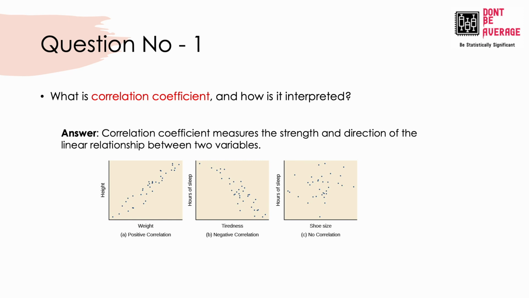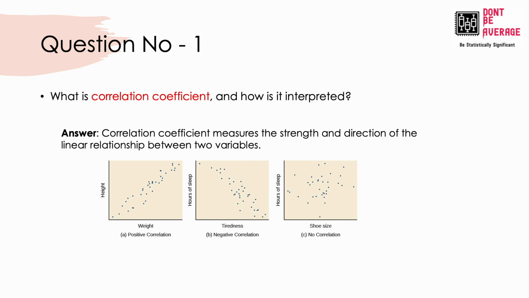In the first case, we have plotted height and weight, and we can see the scatter plot is having a direction like this. This is where we can say that it's a positive correlation. And that also aligns with our knowledge about these variables, that if height increases, there is a possibility that the weight will also increase. Now the second scenario is where we are trying to see hours of sleep versus tiredness.